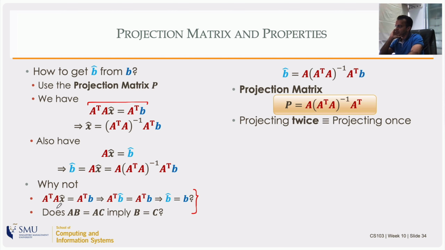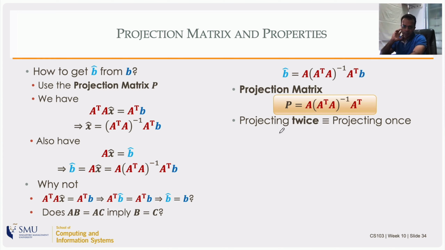If I have A transpose A x hat, and A x hat is just B hat and A transpose B, then I have A transpose B hat is equal to A transpose B. Does that imply B hat is equal to B? Does this imply AB is equal to AC? Does it imply that B is equal to C? That is something that you have to think about, and maybe do this in SageMath with a couple of examples, construct examples to either prove or disprove this one.